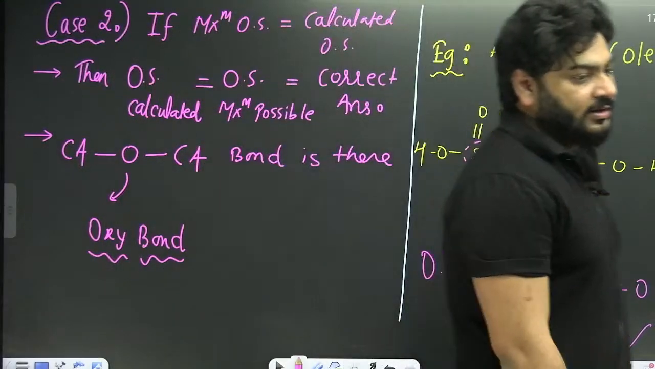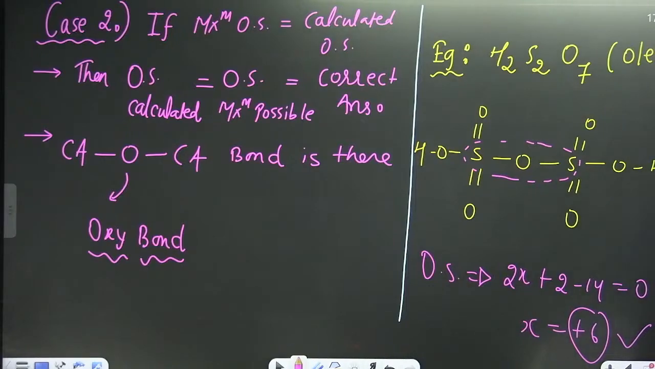Always keep in mind this is your case number 2 in finding the oxidation states, and if you are stuck where the maximum possible oxidation state and your calculated oxidation state are coming out the same, you can get an idea using its electronic configuration.